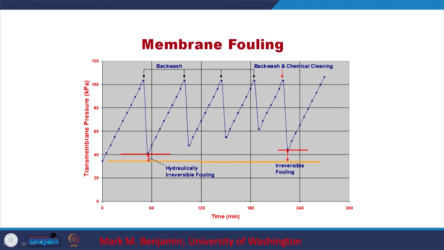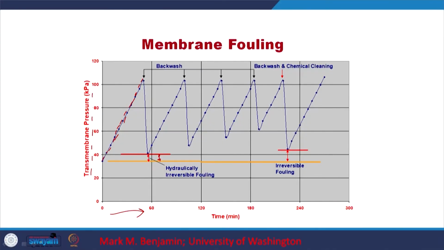So, here is the hydraulically reversible fouling initially. When fouling reaches a high enough level, the transmembrane pressure required to pump that particular flux through will be higher. That is what is happening with time. The pressure required to pump that particular water through is increasing. So, at that point you are going to stop and backwash, and then the pressure required is going to come down, and you are going to have these cycles.